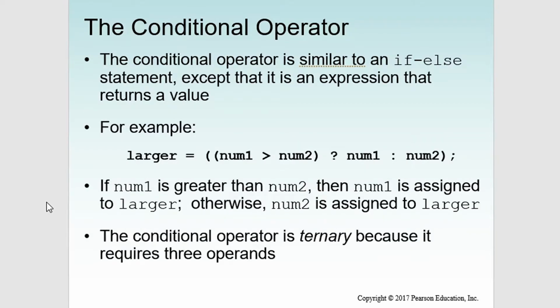The conditional operator is similar to an if-else statement, except that the expression returns a value. For example, here they're using a conditional operator, and depending on this condition, they're going to either store num1 or num2 into larger. If num1 is larger than num2, then num1 gets assigned to larger, otherwise num2 is assigned to larger. The conditional operator is ternary because it requires 3 operands.